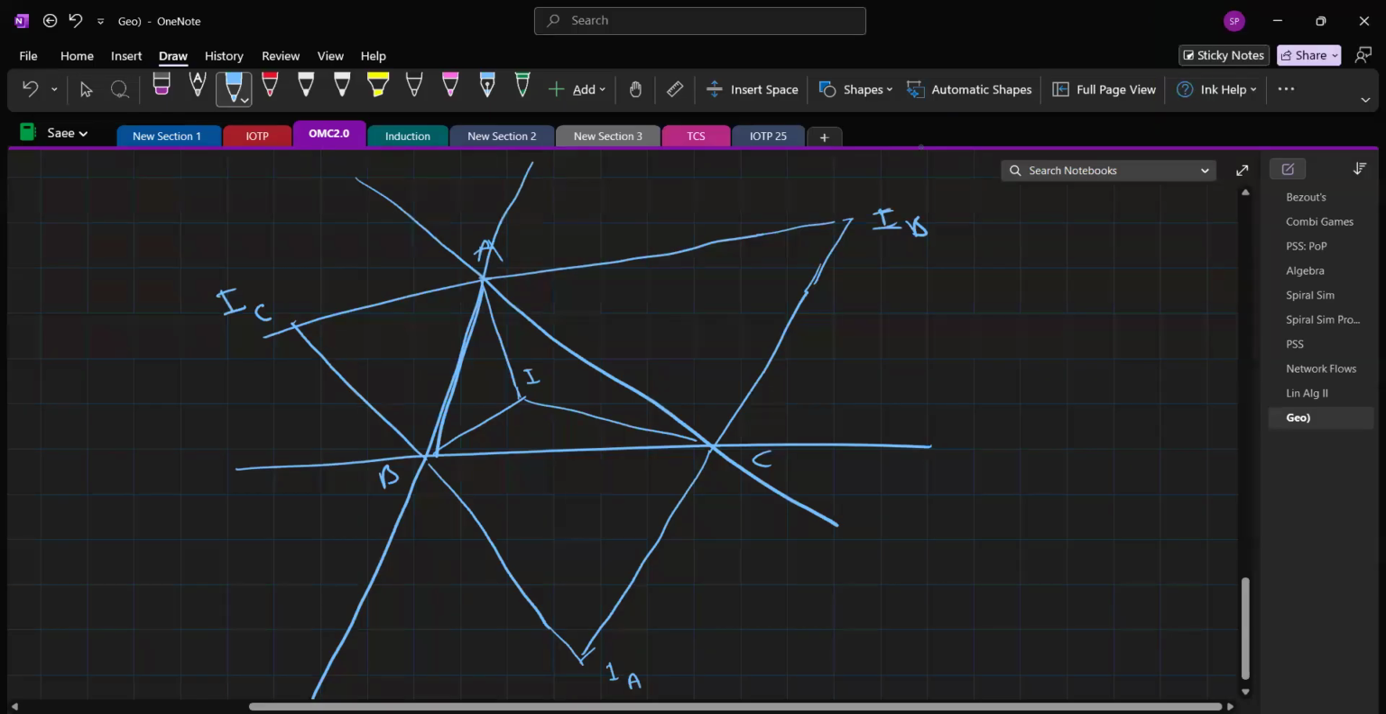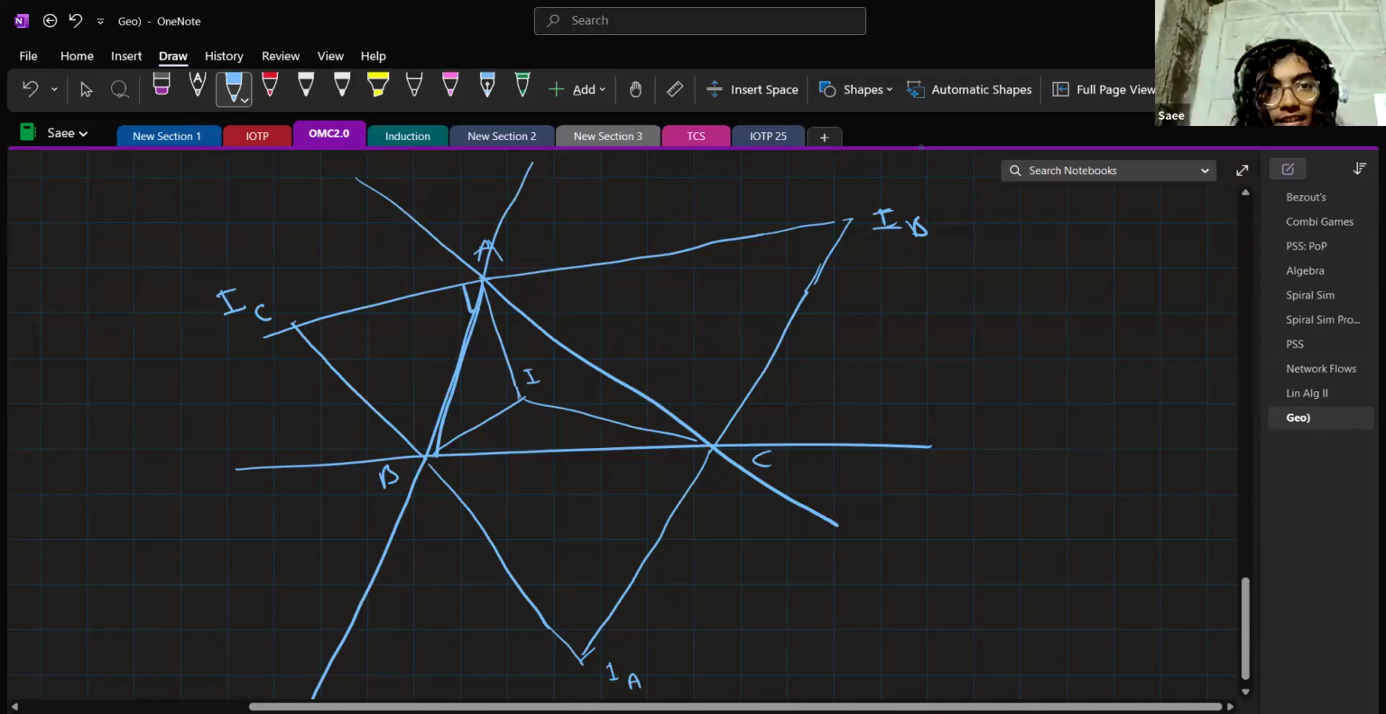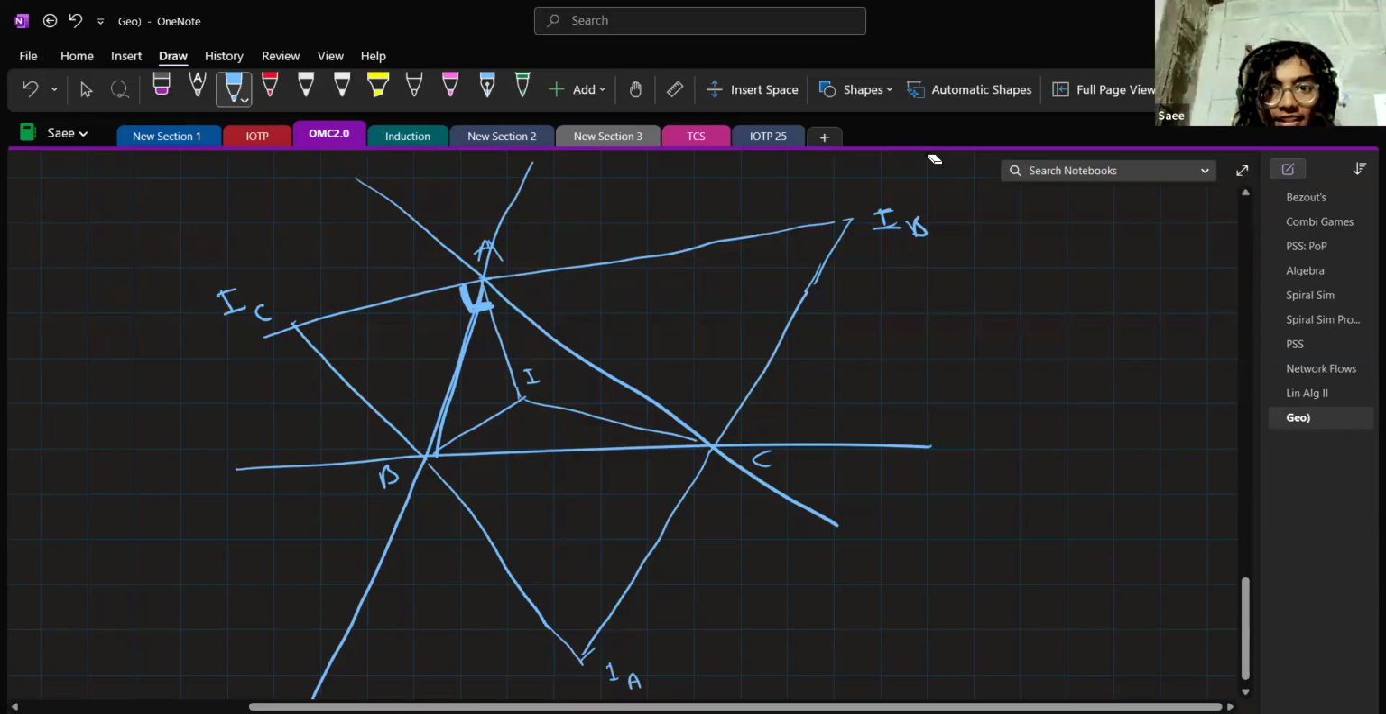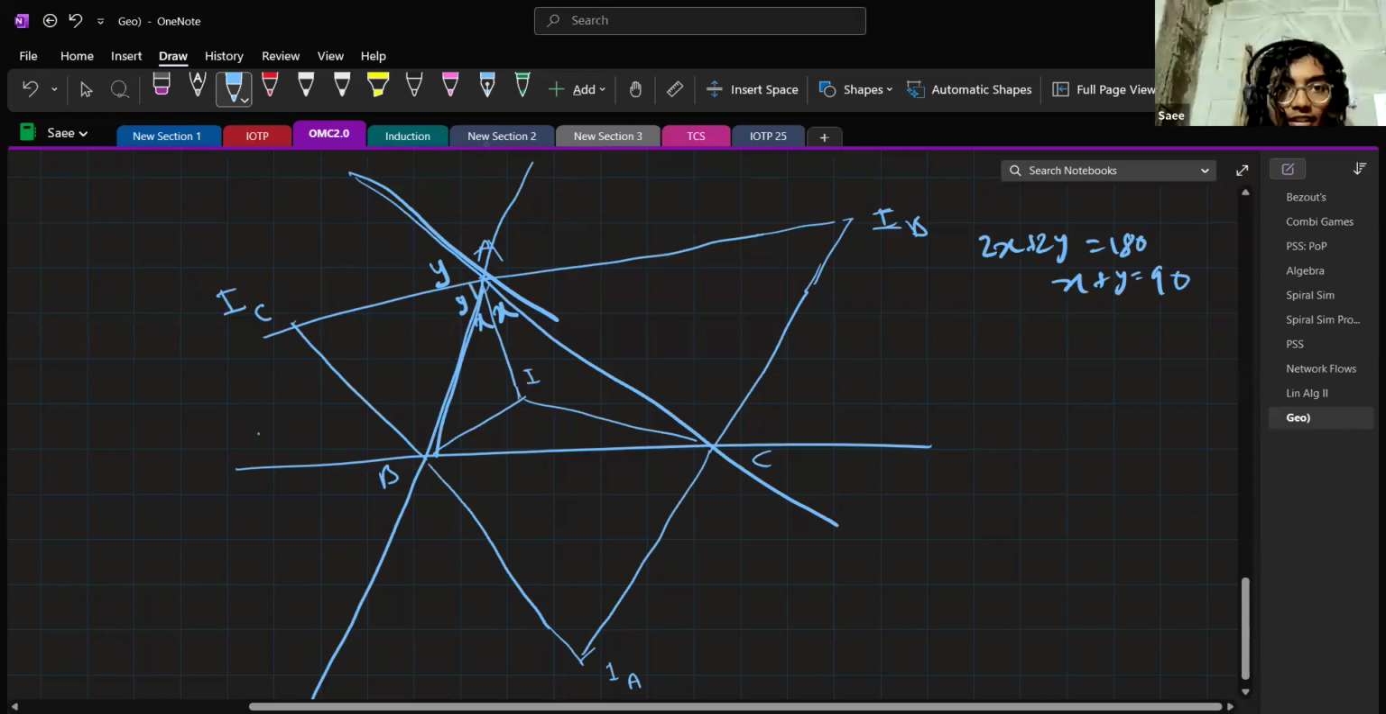Angle IAIC is equal to 90 degrees. Yes, that is true. This is going to be 90. And why is that? With just a bit of angle chasing. So how do we do it? Let's consider this line. Let's say this angle is x, this angle is x. Since it's the angle bisector, if this angle is y, then this angle will also be y. But we know 2x plus 2y is 180. So x plus y is 90, which means that this angle is going to be 90.